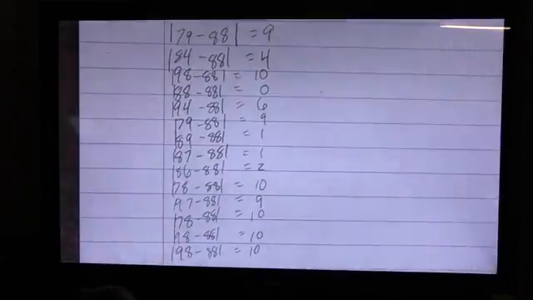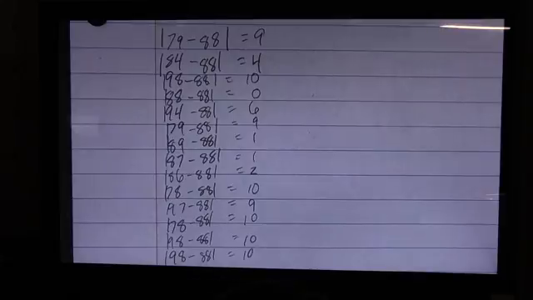Okay, so I went ahead and found the absolute values there to see how far they deviate. Now, in a moment, I'm going to find the mean of those differences. I'm going to add up 9, 4, 10, 6, 9, and so on, and then divide that sum by 14, and it'll give me my mean absolute deviation. It'll tell me how far the individual values deviate from the mean.